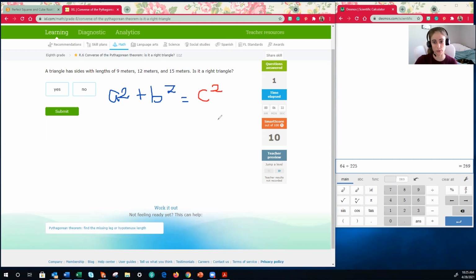So we were given our three side lengths, 9, 12, and 15. We need to know which one of those is the hypotenuse and which two are the legs. Remember, the hypotenuse is the longest side.